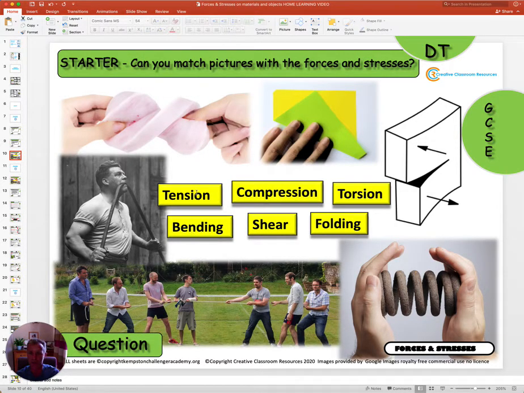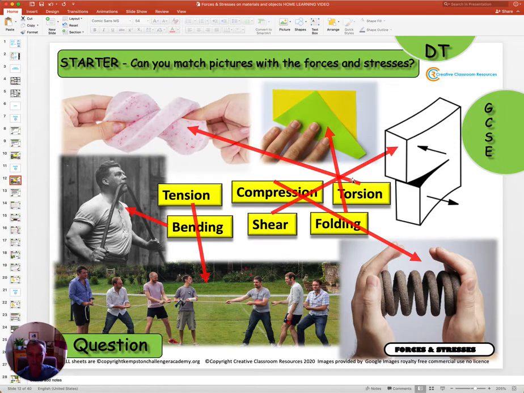Okay, so there's a little starter for you here. So what I'd like to do is to try and work out which of these items have got a type of force or stress upon them. I'll give you an example: something is a piece of paper here, and obviously that would be folded. So I'm going to give you a couple of minutes. You can pause the video and then we'll come back and we'll show the answers.